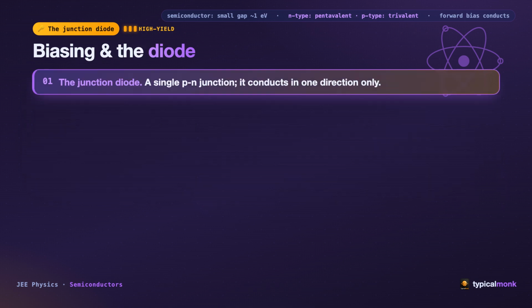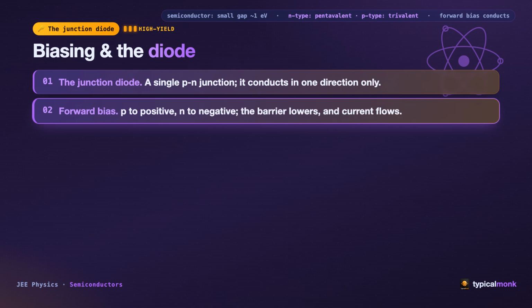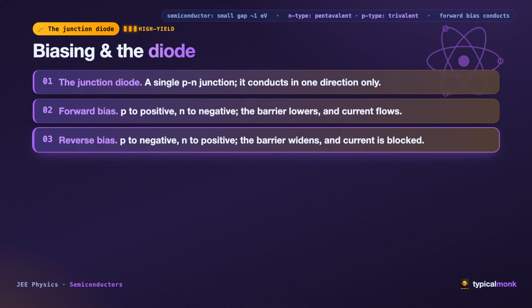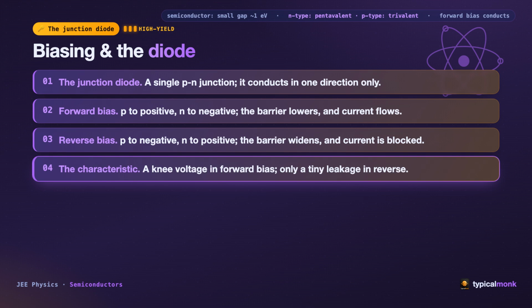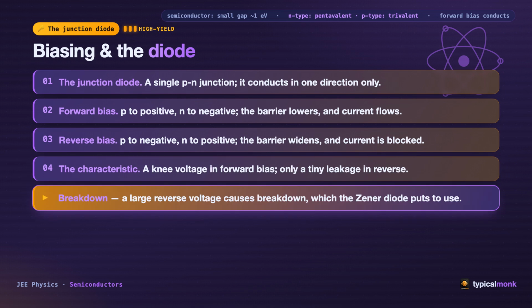Now the diode and how we bias it. The junction diode, a single PN junction, conducts in one direction only. Forward bias: connect P to the positive terminal, N to the negative, the barrier lowers and current flows. Reverse bias: connect P to the negative, N to the positive, the barrier widens and the current is blocked. The characteristic: there is a knee voltage in forward bias and only a tiny leakage current in reverse. Breakdown: a large reverse voltage causes breakdown, which the Zener diode puts to good use.